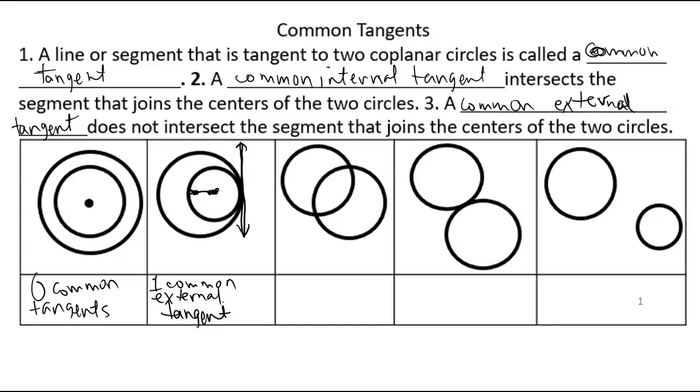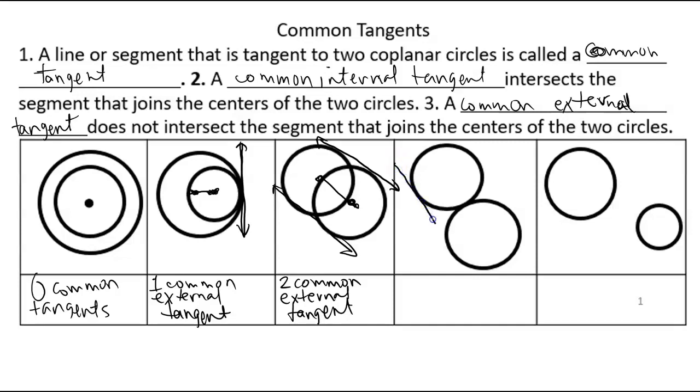Here, if I draw these two lines, they both touch each circle at one place. If I were to draw the segment that connects the two centers, these do not intersect that segment, so it's a common external tangent. I also like to think of the word external meaning basically on the exterior of both circles, and it's internal if it's in between the two circles.